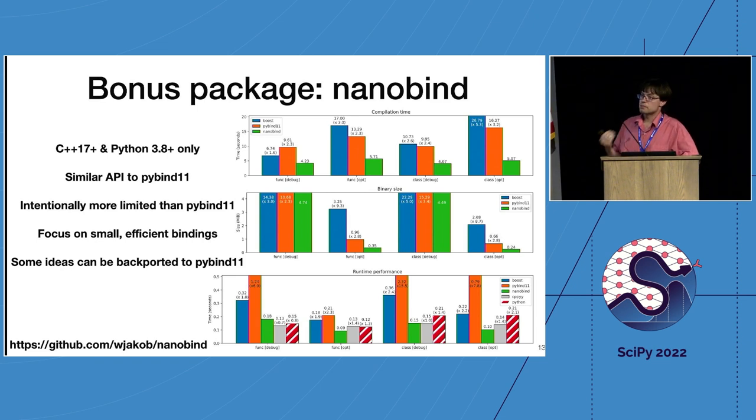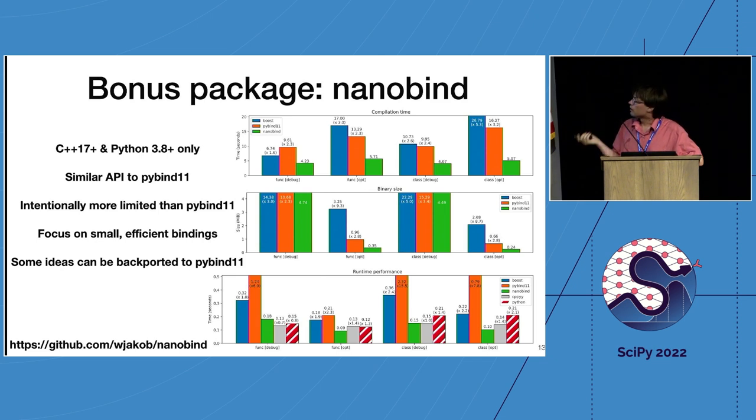Very similar API. It's meant to be pretty much a drop-in replacement, but much more limited, something that's just focused. PyBind11 sort of tries to adapt to whatever you're doing, whereas nanobind, you need to adapt to nanobind. But because of that, it can really focus on small, efficient binding.